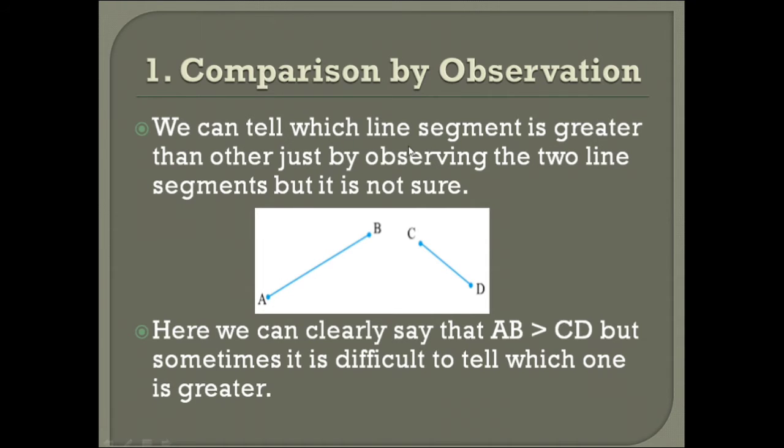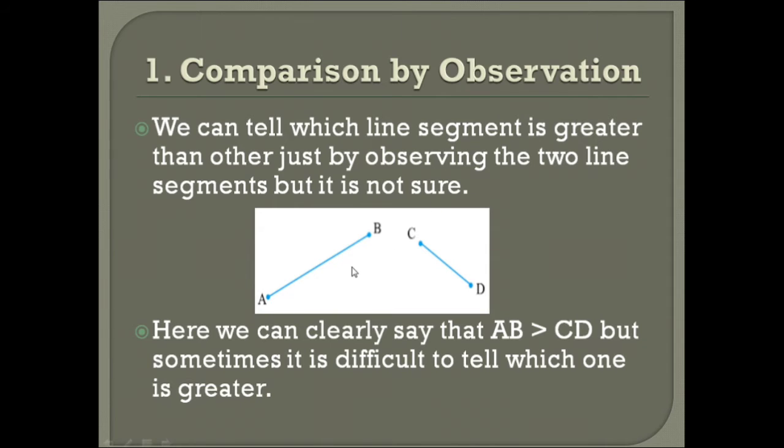We can tell which line segment is greater than the other just by observing the two line segments, but it is not sure. So in this method, in comparison by observation, we observe the given line segments. Suppose two line segments are given, then you carefully observe both of the line segments. Then you try to find out which line segment is greater and which is smaller. But the thing is, this is not sure. You cannot be sure by just observing or by just seeing the line segments.